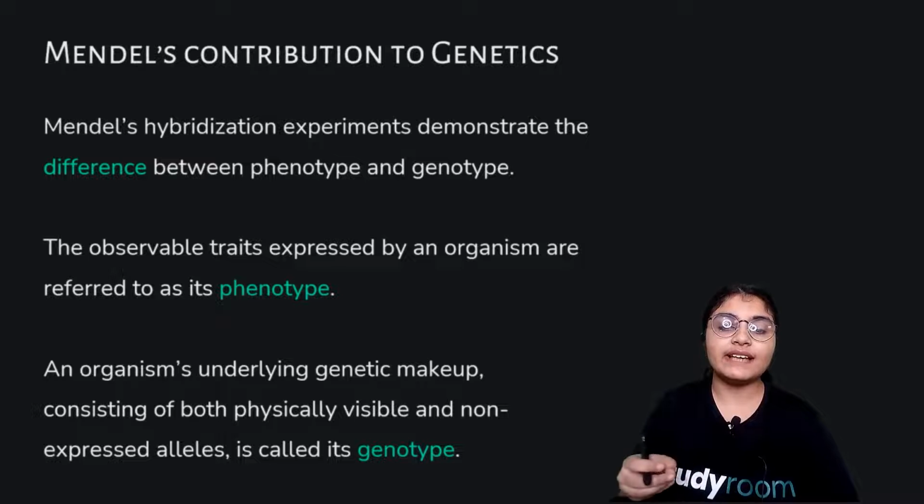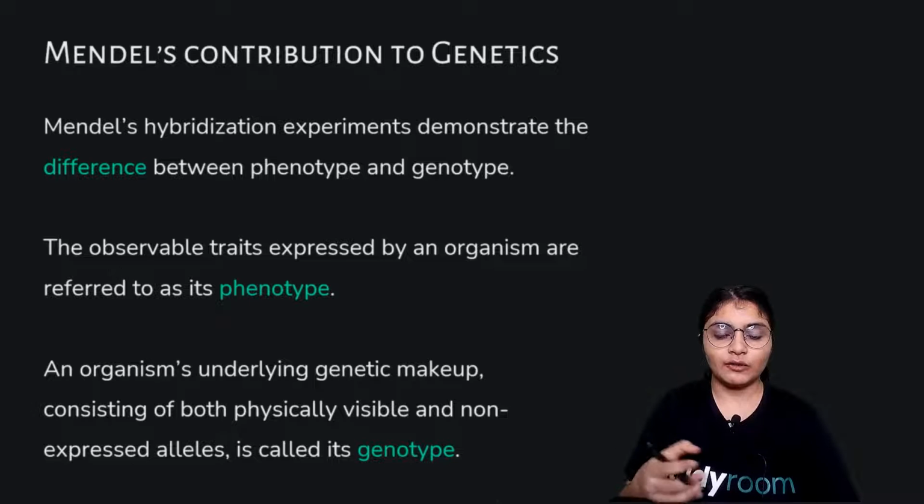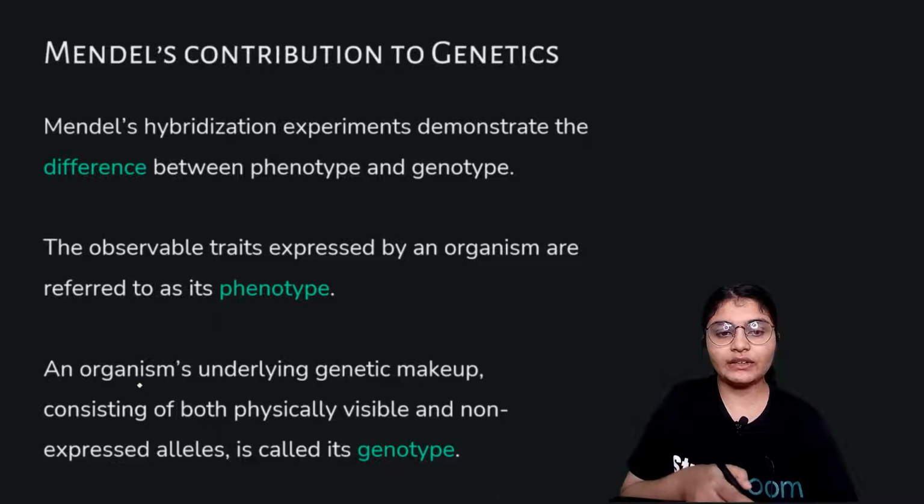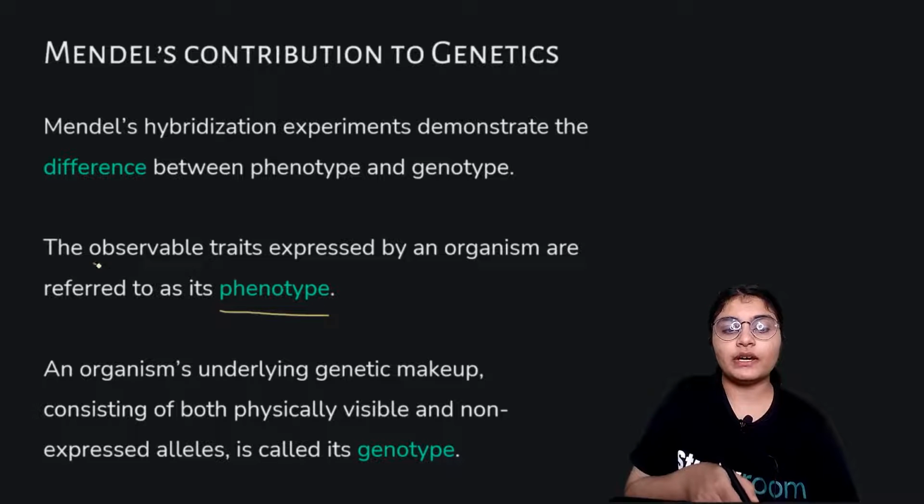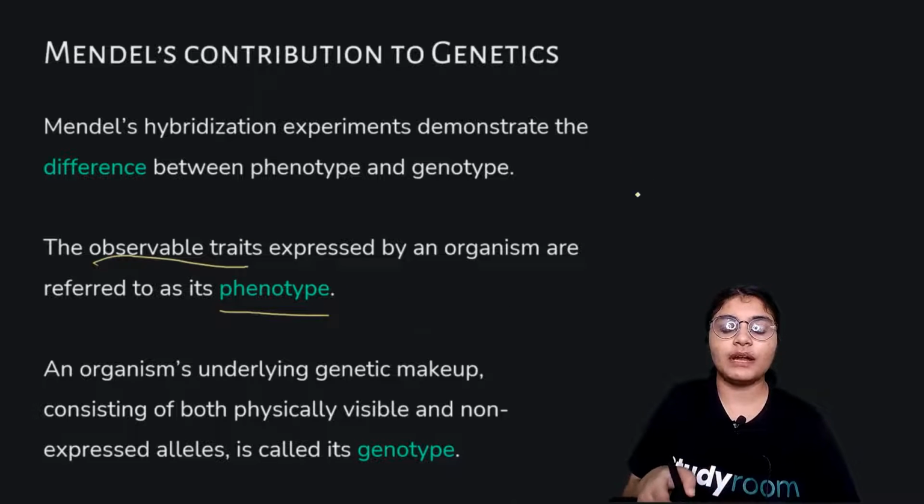Mendel's hybridization experiments demonstrate the difference between phenotype and genotype. Now, what are phenotype and genotype? Phenotypes are the observable traits that are expressed by an organism, right? So, observable traits, like whether the plant is tall or dwarf. This was an observable trait.